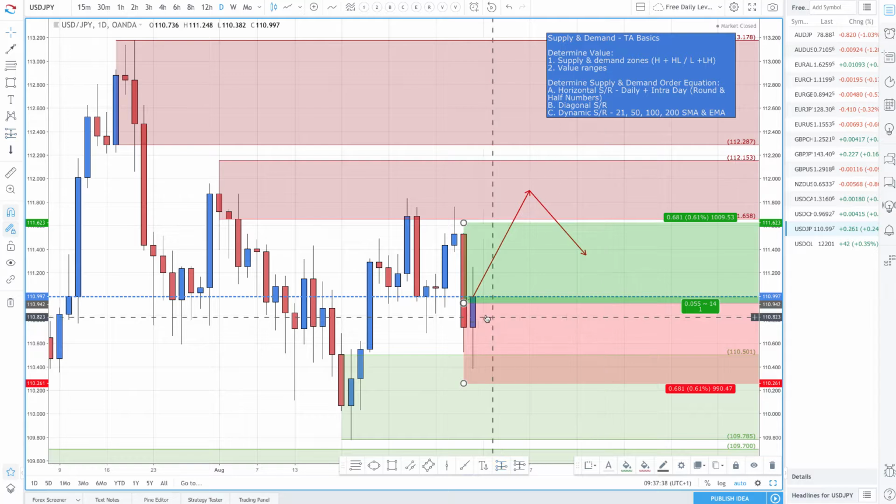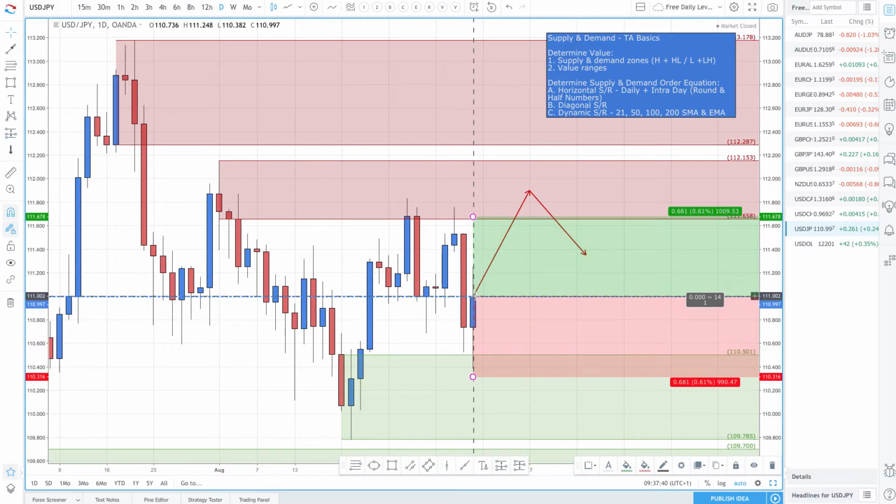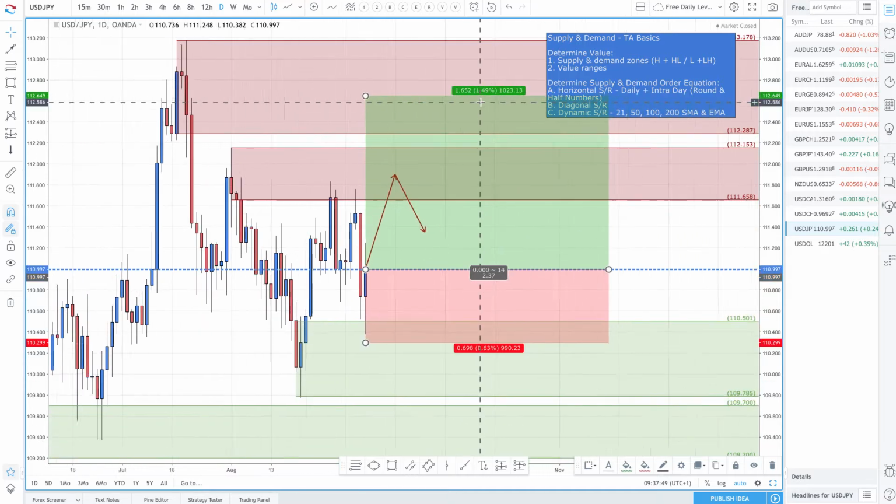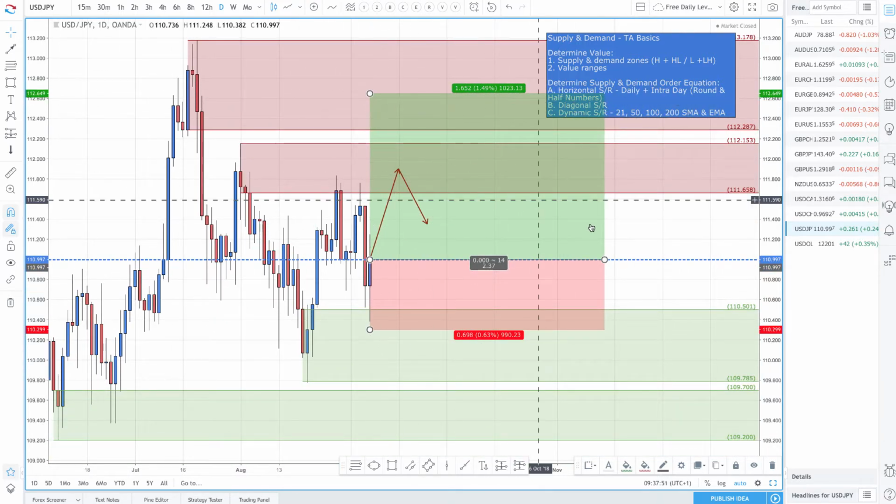If you're looking at your entry on Sunday night or Monday, that would be your potential risk, depending on where you're going to put your stop loss. And then you have some potential reward if you're trading up to the highs.